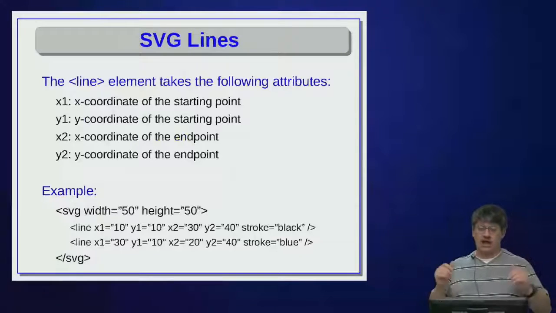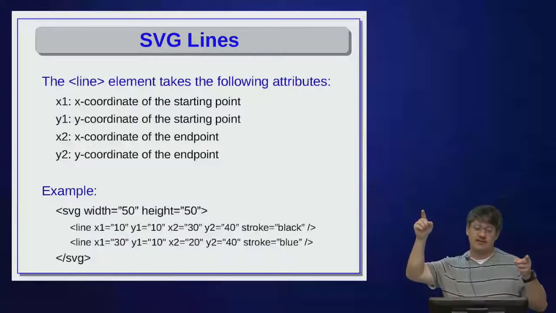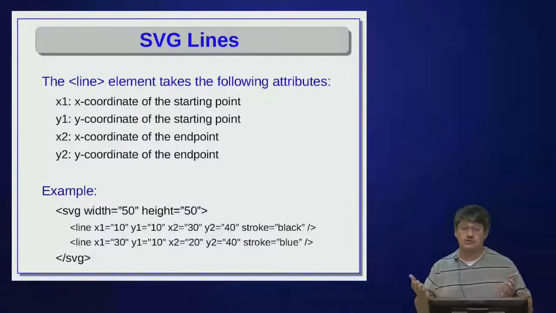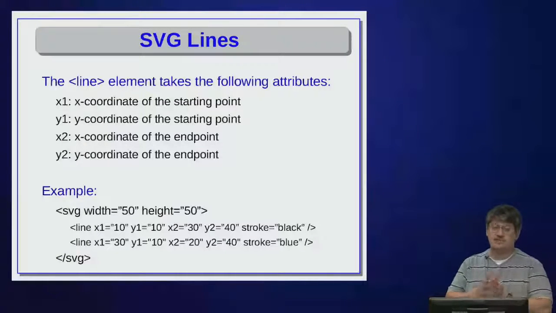So if you want to draw a line, we do it with a line tag. And the line tag takes four attributes. It takes an x and a y coordinate for the starting point, and an x and y coordinate for the ending point. So x1 and y1 specify the starting point, x2 and y2 specify the ending point. And of course, I can also use the other attributes I mentioned, the fill color, the stroke width, and the style. So here's an example of an SVG image.